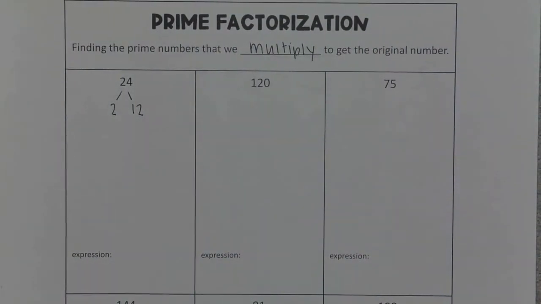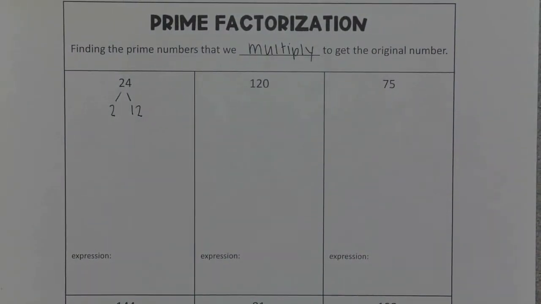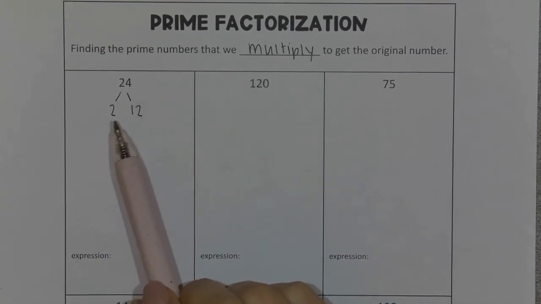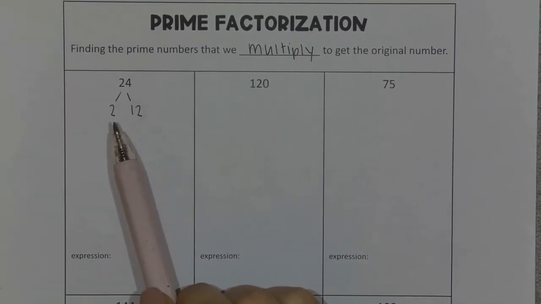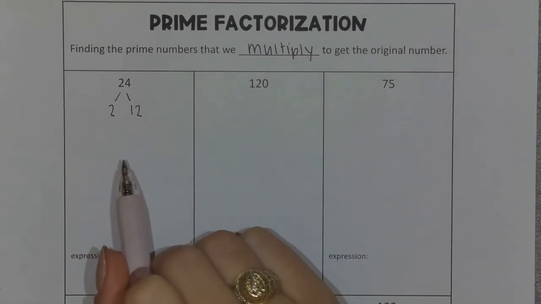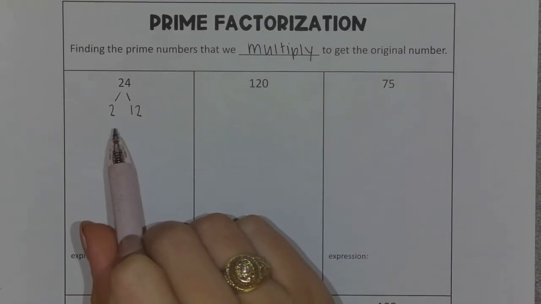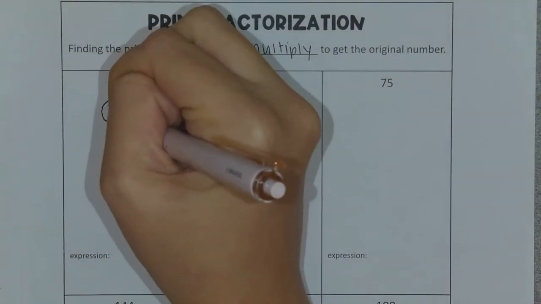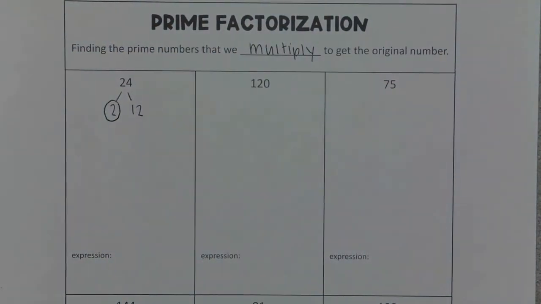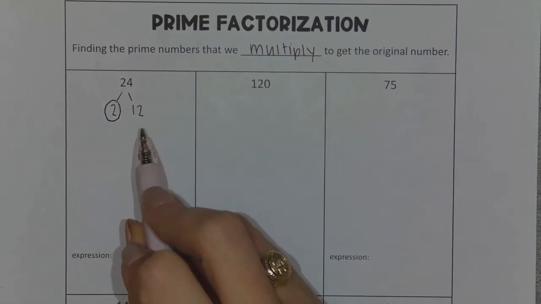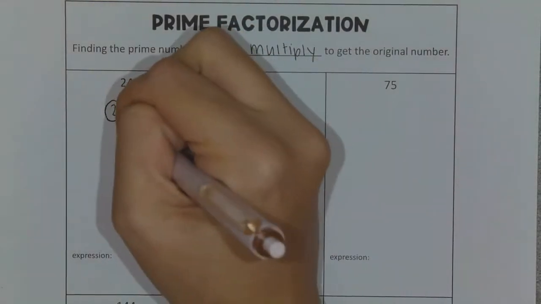Now, since this is called prime factorization, I'm trying to break down all of the factors until I have nothing but prime numbers left. So when I look at my 2 factors, I see that the number 2 is prime. I can't break it down anymore. It's as small as those factors are going to get. So what I want to do is circle those prime numbers. So 2 is a prime number. I'm going to circle it. 12, though, is a composite number because I can keep breaking 12 down.